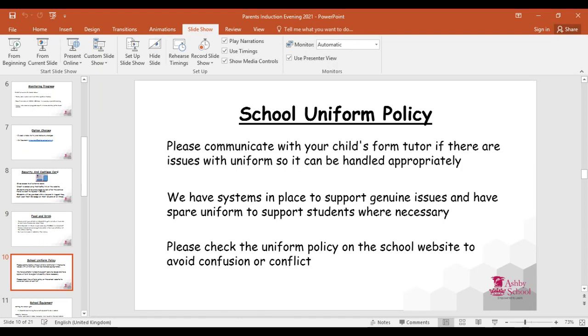With the PE kit, we don't have any set uniform or any T-shirts to purchase. We want that young adult feel. We want to give the students the option as to what to wear. So as long as it's appropriate sportswear, appropriate footwear for activities within the sports hall areas, or if they're going to go outside on the hard play or fields, as long as they've got appropriate sportswear, then we're happy with whatever they would like.